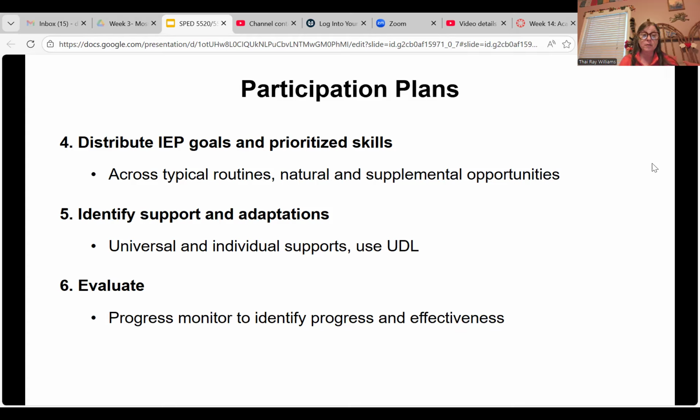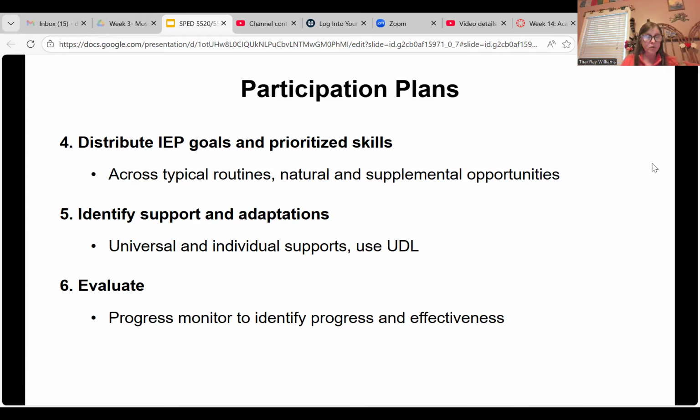Not only that, when you're thinking about participation, you need to identify supports and adaptations. Not only the individualized support that the student needs, obviously we want to do that, but what kind of universal supports can we put in place? That's where universal design for learning comes from. How can we create multiple means of representation, multiple means of action and expression, multiple means of engagement, so that all students are able to participate and be supported? However, there are going to be some for our students that are individualized.